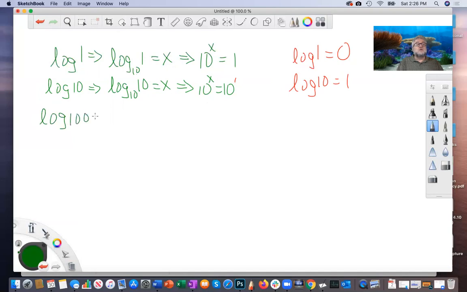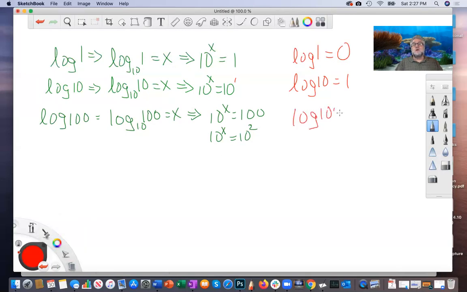Log of 100. Well, that's going to be log base 10 of 100. And when I write that in exponential form, base, exponent, answer, well, let me write that as 10 to the x equals, that would be 10 squared, right? If the bases are equal, the exponents must be equal. Log of 100 equals 2. Huh, there's a coincidence. There's 2 zeros. How about that? Never noticed that before.